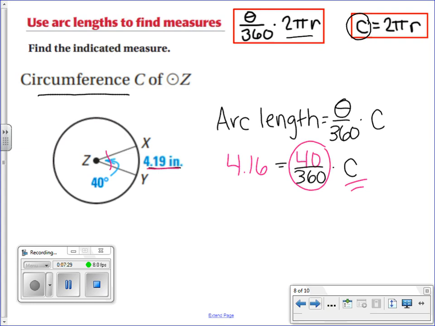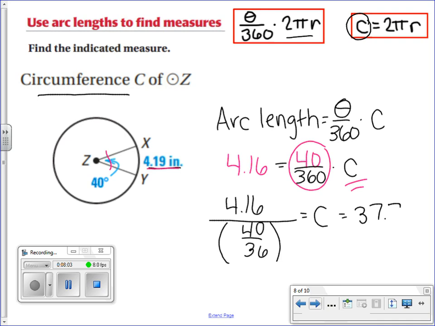So to solve for c, if I'm multiplying by 40 divided by 360, to get rid of that, I just divide on each side. So if I take 4.19, divide that by, and don't forget the parentheses, 40 divided by 360, that will give you c by itself. So if you plug the left-hand side together in your calculator, you will get approximately 37.71.